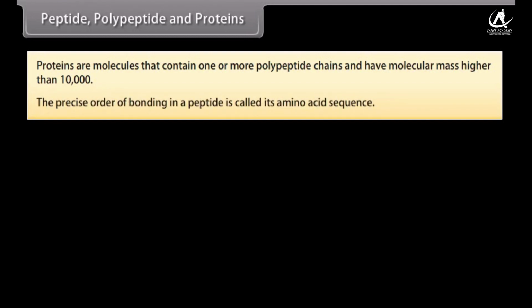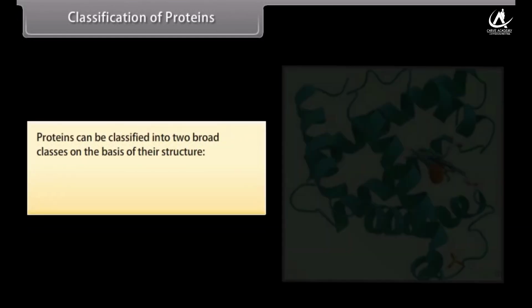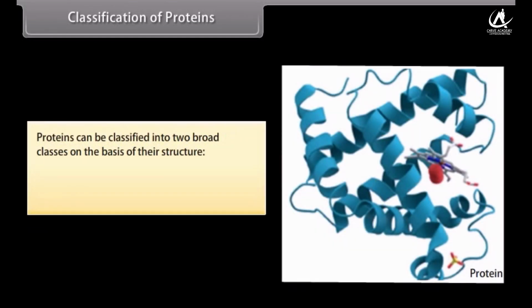The precise order of bonding in a peptide is called its amino acid sequence. The amino acid sequence is specified by using 3-letter amino acid abbreviations for the respective amino acids, connected by hyphens. Classification of proteins. Proteins can be classified into two broad classes on the basis of their structure: fibrous proteins and globular proteins.